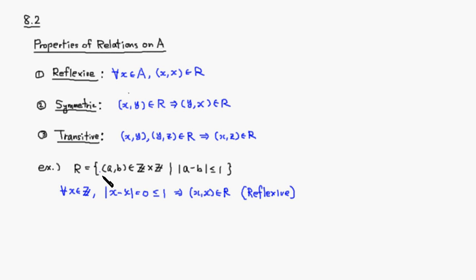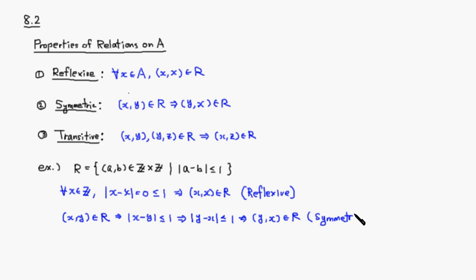How about symmetry? If you know that, say, X and Y are in this relation, which means that the absolute difference between X and Y has to be less than or equal to 1, which means that we can flip X and Y. Y minus X is of course less than or equal to 1, which means that Y is related back to X by this relation, right? Which means that it's symmetric.